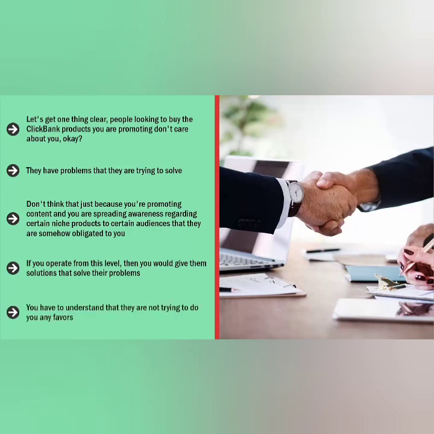You have to understand that they are not trying to do you any favors. They're definitely not looking to hand you cash. That's not their top priority. Their top priority is to solve their problems. Give them that solution. And this is exactly how the three-layer content conversion system works. Layer number 1. Produce content that discusses your target audience's problem.